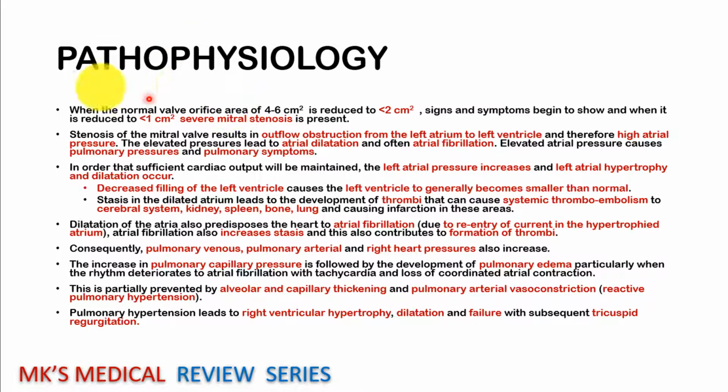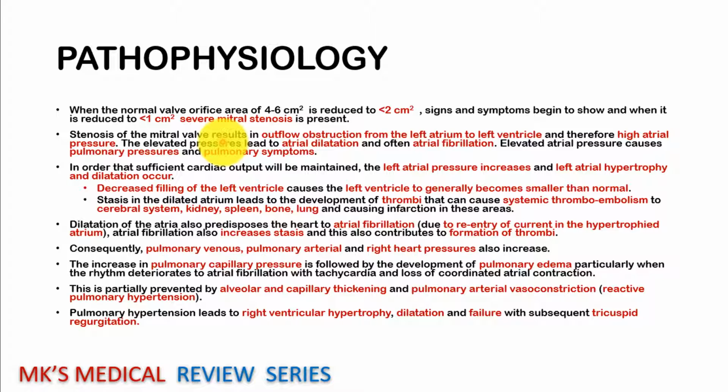So what's going to happen? You have a stenotic mitral valve, okay? Remember that the mitral valve is what's blocking the entry from the left atrium to the left ventricle. So it means that there's going to be an obstruction between the left atrium and the left ventricle, and therefore there's going to be an increase in atrial pressure. So there's going to be a high atrial pressure. And remember that this increase in atrial pressure is eventually going to lead to dilatation.